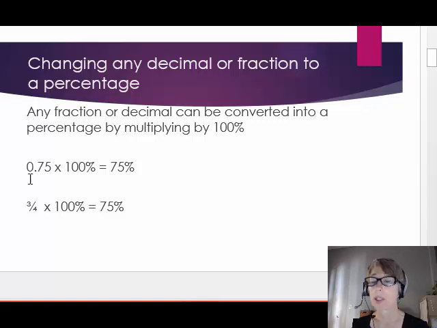For example, the decimal 0.75 can be transformed to a percentage by multiplying by 100% to obtain 75%. Likewise, the fraction 3/4, when multiplied by 100% and simplified, also gives us 75%. 75% rarely means 75. Rather, it means 75 per 100, or 0.75 or 3/4.